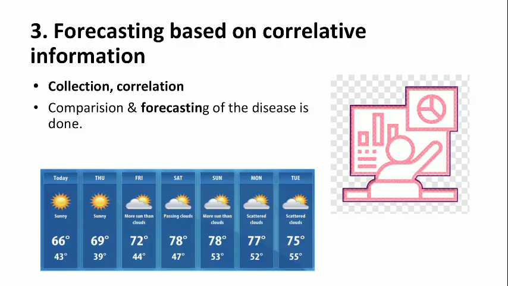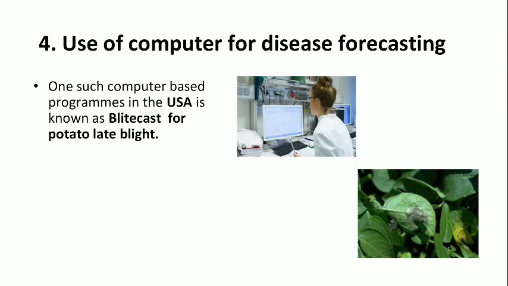Next, the third one, forecasting based on correlative information. In this case, weather data of several years are collected and correlated with disease intensities. Next, the data are compared and then disease forecasting is done. Last one, use of computers for disease forecasting. In advanced countries, disease forecasting through computers is done. Results are obtained quickly compared with other methods. For example, in the USA, Blightcast is a model for potato late blight.